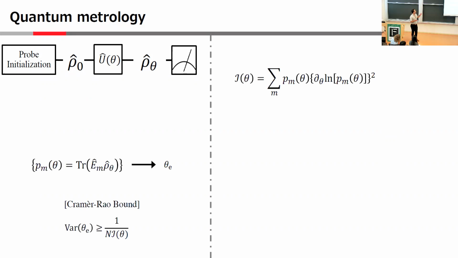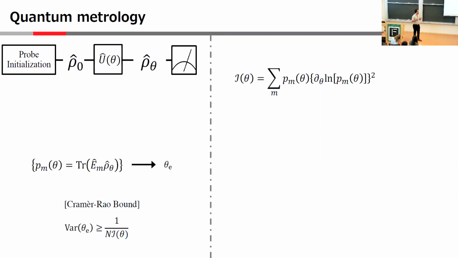And when you measure them, you can have many outcomes. I call the outcomes small m, and they will occur with probability P_m of theta according to the Born rule. So if you repeat this experiment many times, you will start to experimentally get the feel for what these probabilities are, and then you can use a clever method, like your favorite inference method, in order to make a guess of what the unknown parameter theta is. So you make an estimate, theta e.